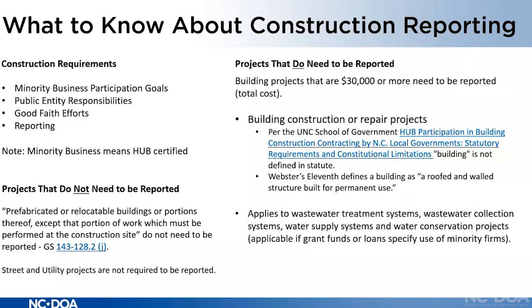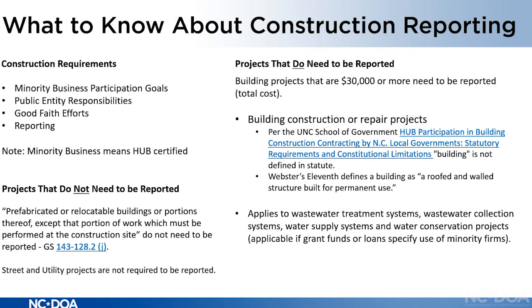So now we're going to look at what needs to be reported. This is important. This is what needs to be reported. Building projects that are 30,000 or more need to be reported. When it's reported, we're talking about the total cost. Building construction or repair projects.